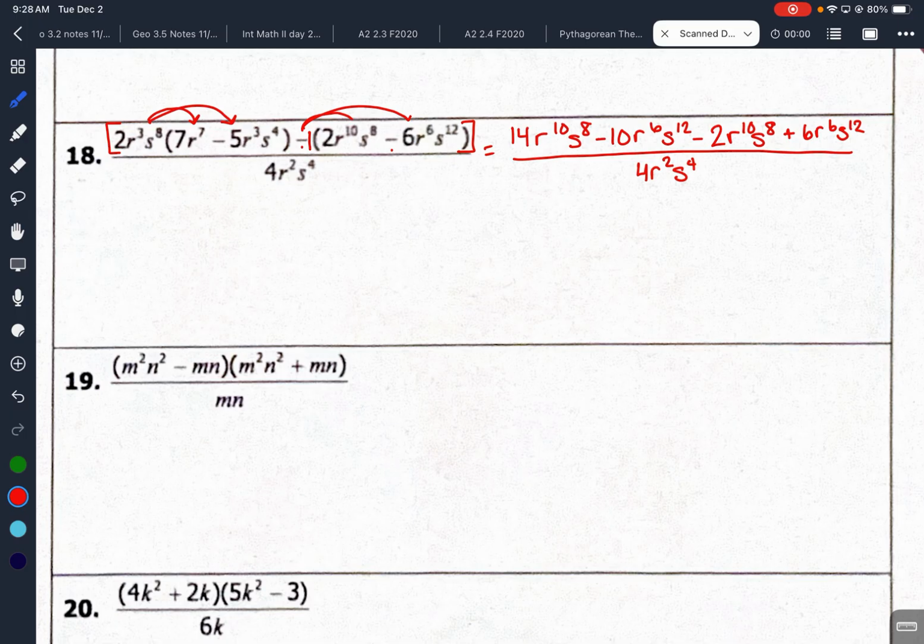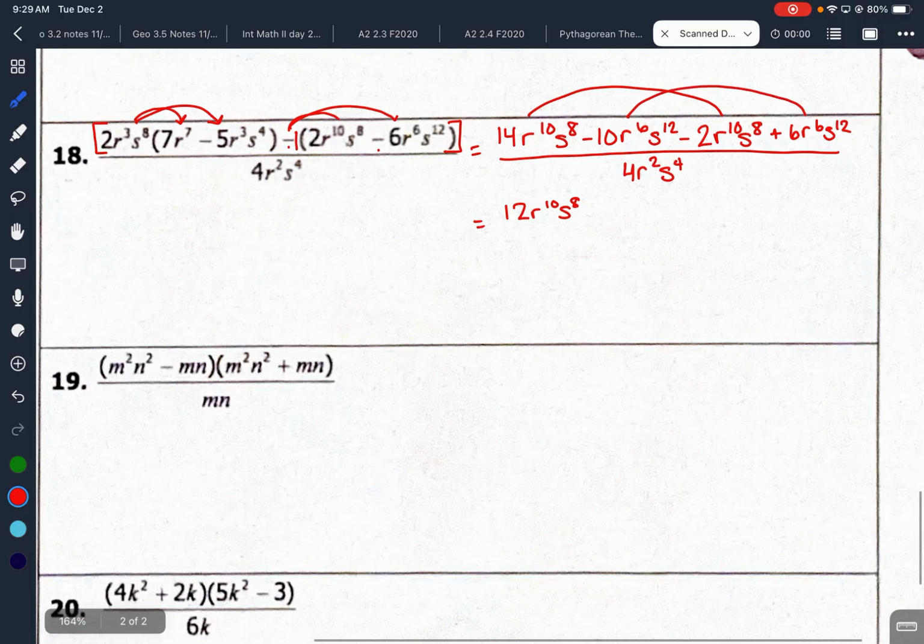Okay, so before I start dividing, is there anything I can do to my numerator? I can combine like terms, right? So I have the first and third. So 14 minus 2 is 12, so I have 12r to the 10th, s to the 8th. You gotta be writing. You gotta write all this. I will. And then negative 10 plus 6 is negative 4. So negative 4r to the 6th, s to the 12th.